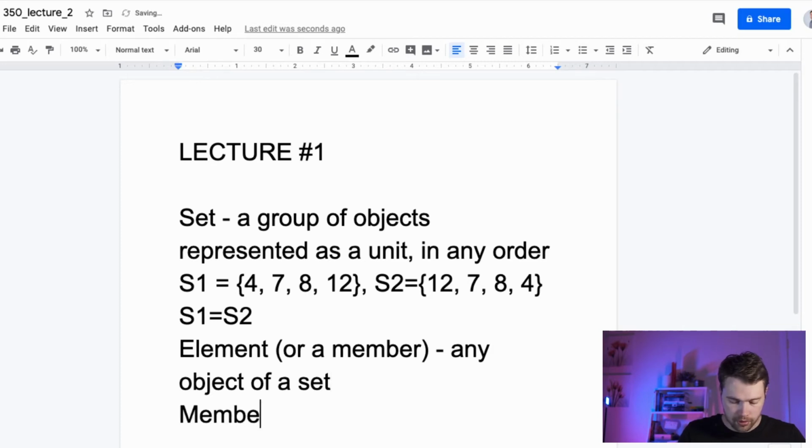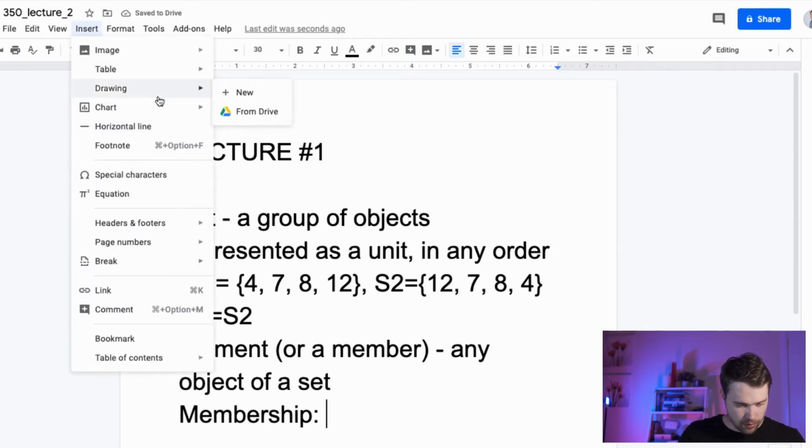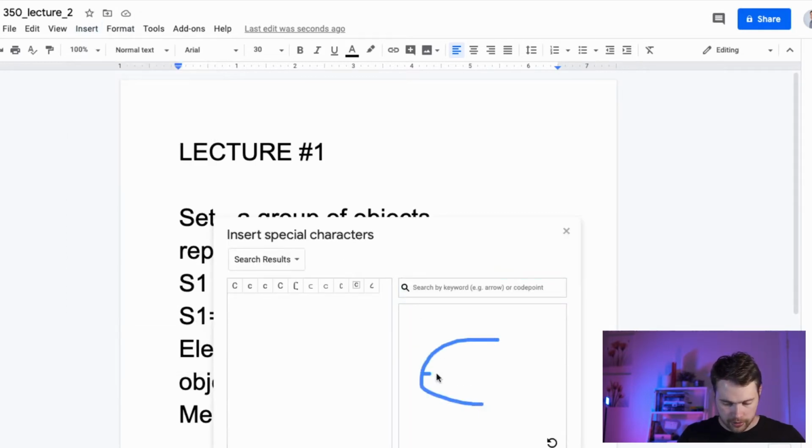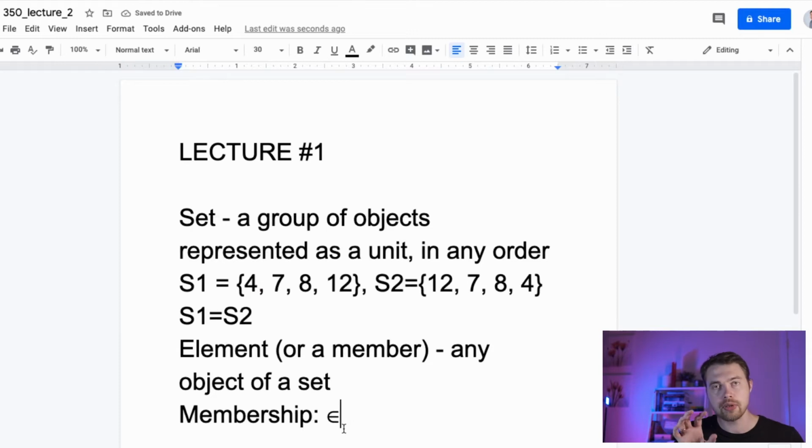Membership. Okay, so the way we explain membership is this special symbol, and that's basically how we denote that, this symbol here. So that symbol denotes membership. Something is a member of something else. Something belongs to something else. By the way, that symbol means belongs to, right?